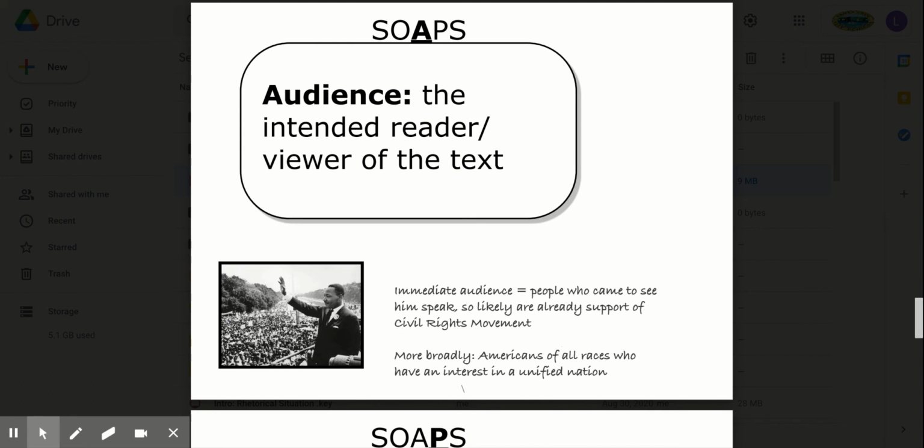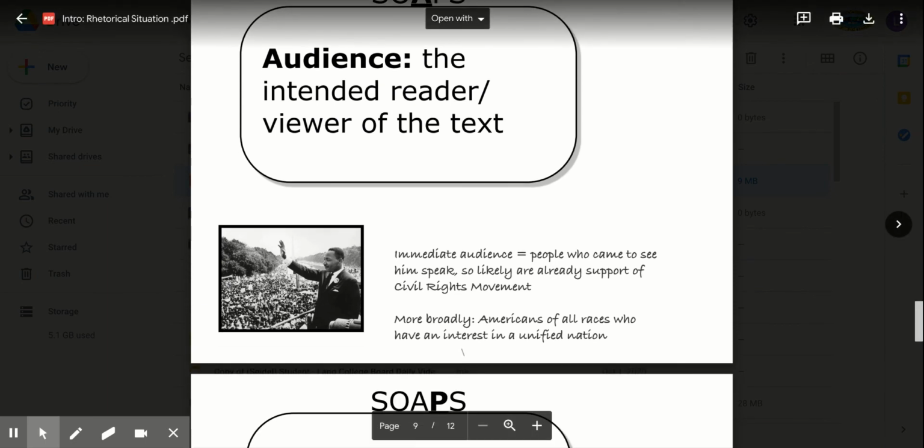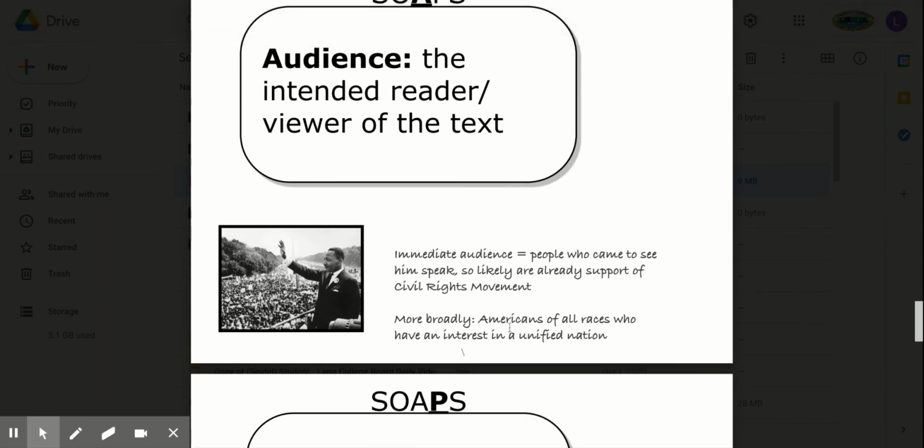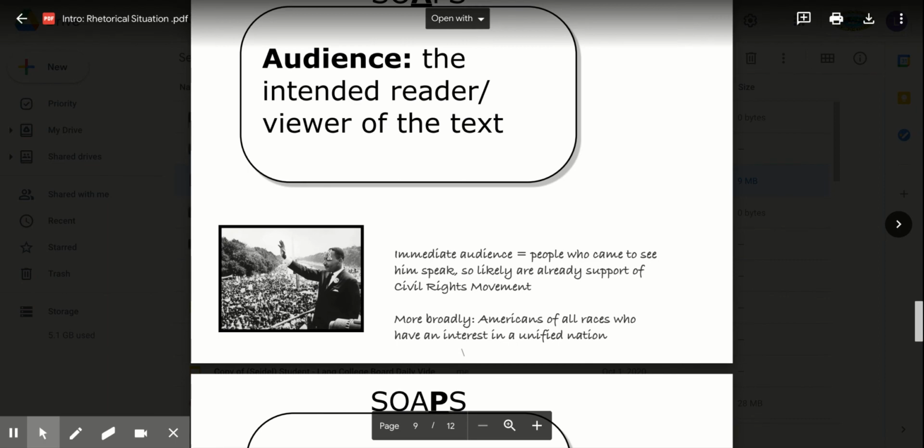With a text that's more combative or more designed to persuade someone that's not already persuaded, that's still their audience, right? They might have an audience that disagrees with them, and their choices are going to be crafted to persuade an unsympathetic audience. And so with the MLK speech, I would say broadly that Americans of all races who have an interest in a unified nation was his intended audience here.